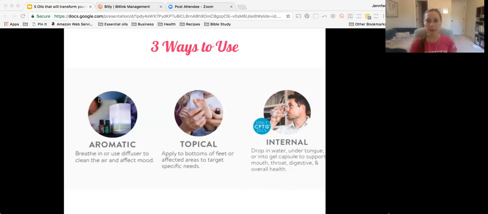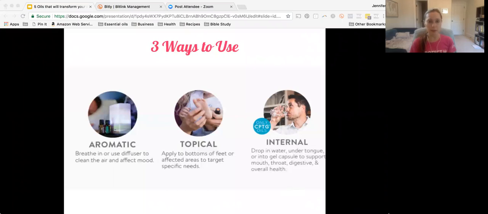So that aromatic use can really bring a lot of benefits in so many ways. All right. Now, the third way to use oils, and I only recommend you do this with doTERRA because they are approved for this, is internally. And so always read the label before you take an oil internally.